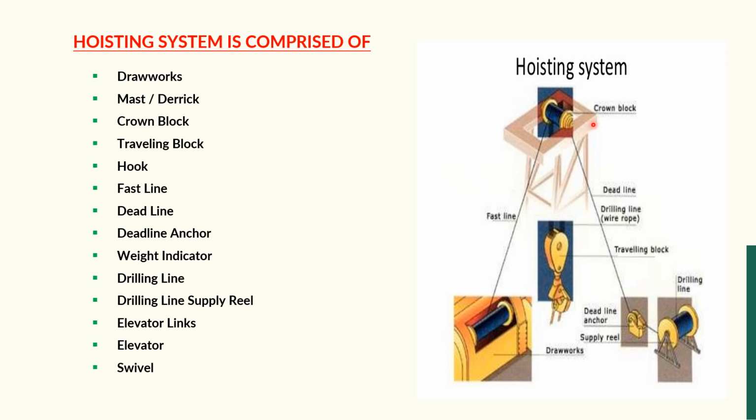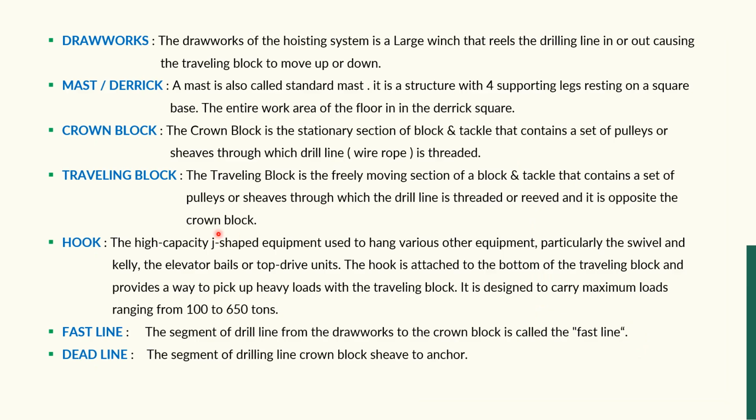So in this image again we're looking over here. This is the crown block. This is the fast line, this is the dead line, this is the traveling block, this is the hook, this is the deadline anchor, and this is the drilling line storage reel. Now, a short definition and the functions of all these equipments included in the hoisting operation. The drawworks of the hoisting system is a large winch that reels the drilling line in or out, causing the traveling block to move up and down.